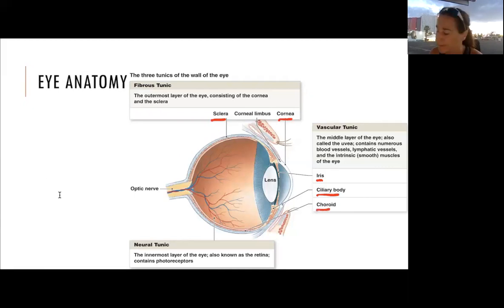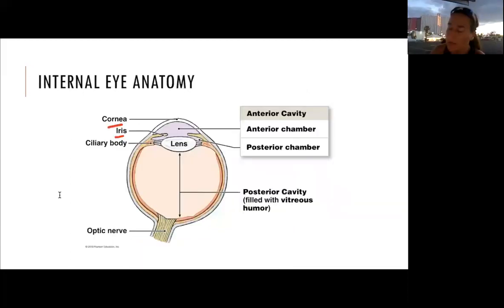And then we have the neural tunic, which is going to include your retina. So it's going to have your rods and cones. Your cones are going to sense color. The rods are going to be black and white, just light and dark. So those are your different tunics. Cornea, iris, going to hit the lens. Let's refract the light towards your retina in the back.